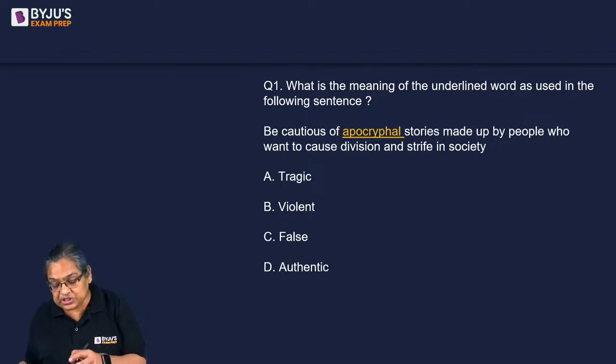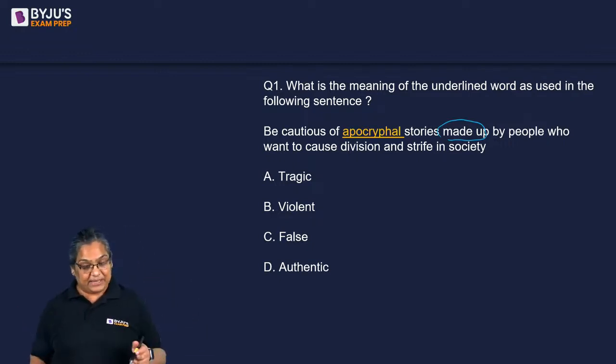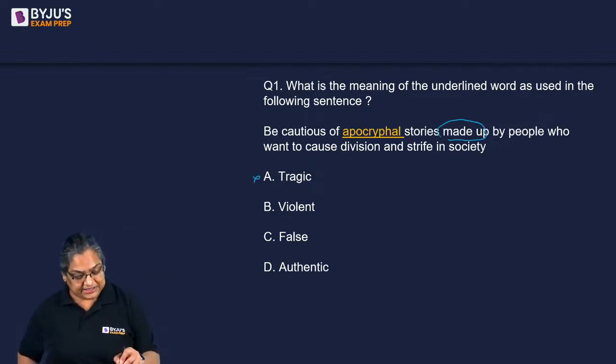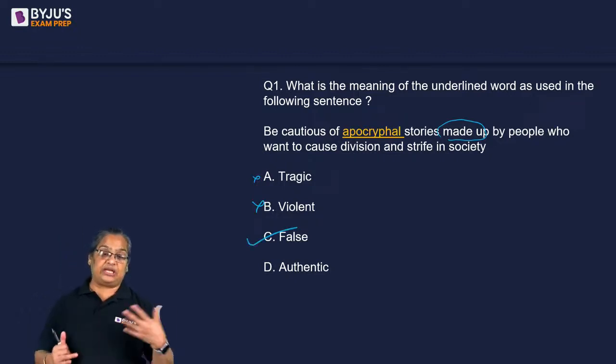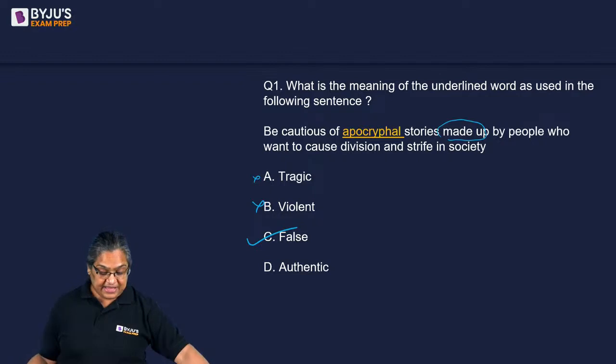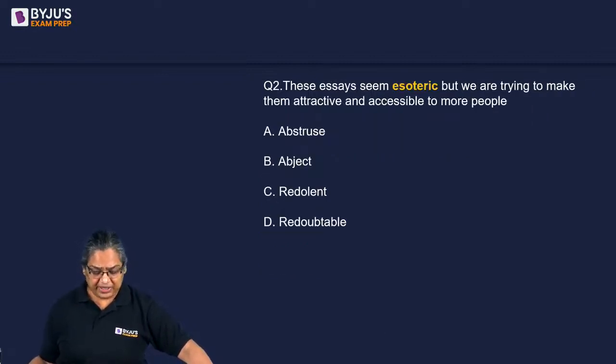Because he has used the term made up by people, so these are stories which are created by people. They need not be tragic or violent, but what is made up? False stories are made up by people. Therefore, apocryphal means false. Authentic means genuine, right? So the answer is C. Most of you gave it.